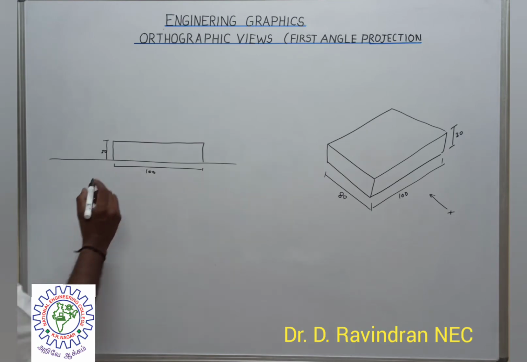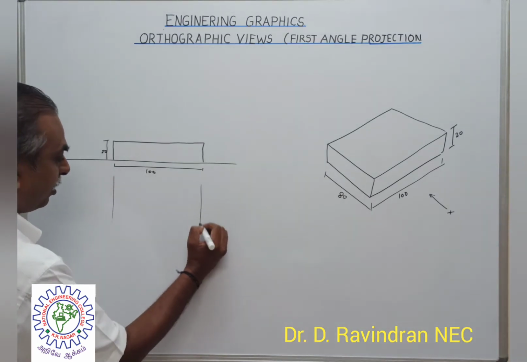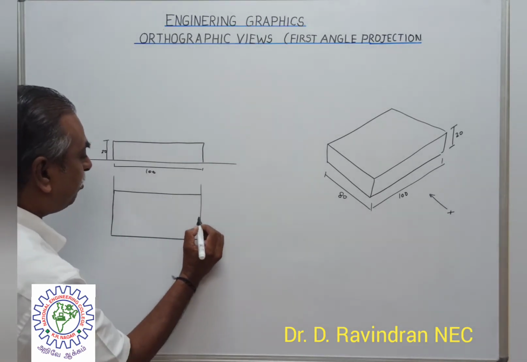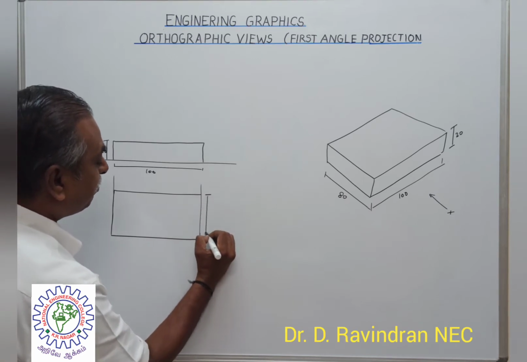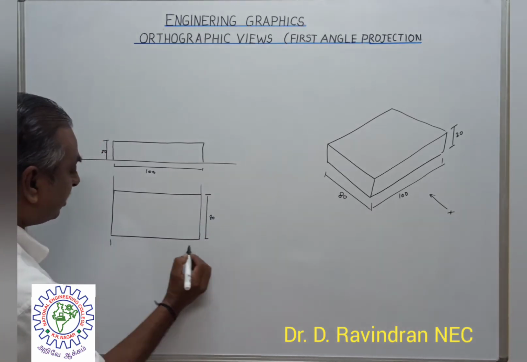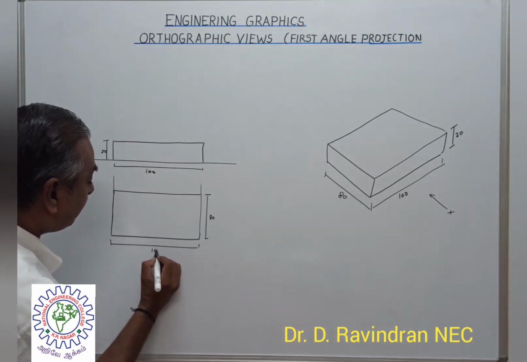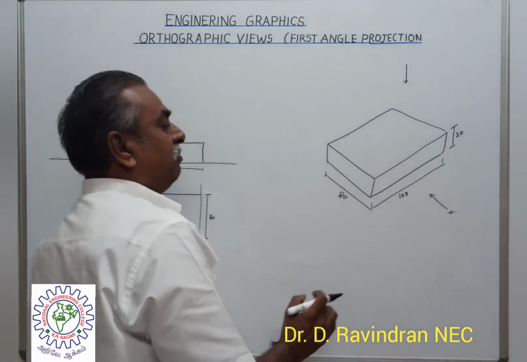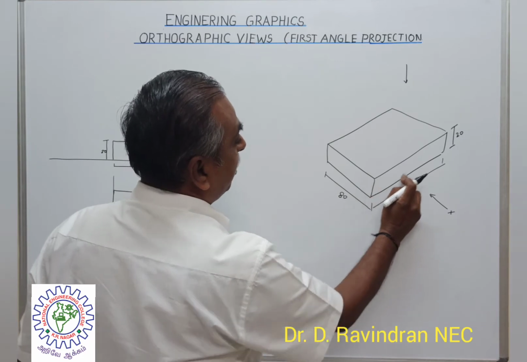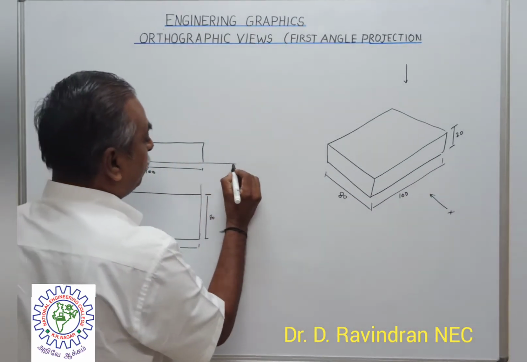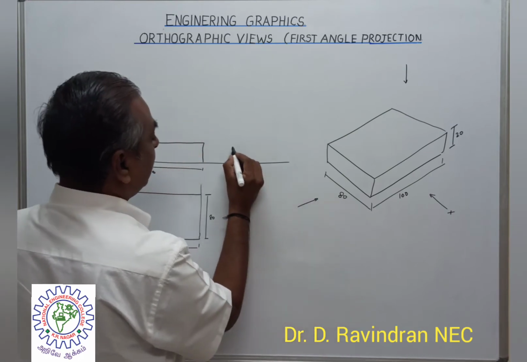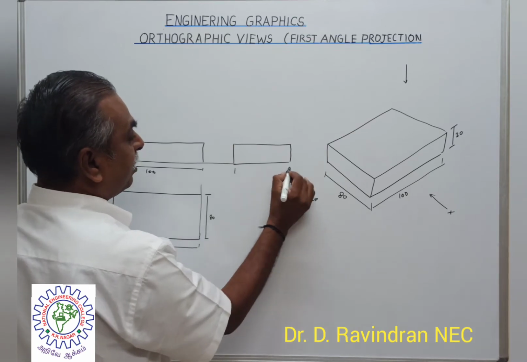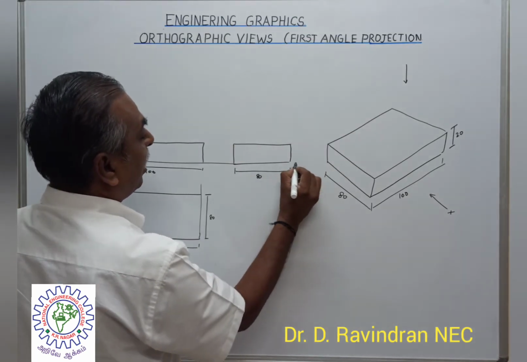Now the top view will be just opposite to this. Here we are getting the top view of 100 mm by 80 mm. This is 80 mm and this is 100 mm. Means when you see from the top view, we are getting this 80 by 100. When you see from the front, we are getting this 20 by 100 mm. Of course, from the side view, we are getting the same thing, 20 by 80. This is 80 mm and this is 20 mm.